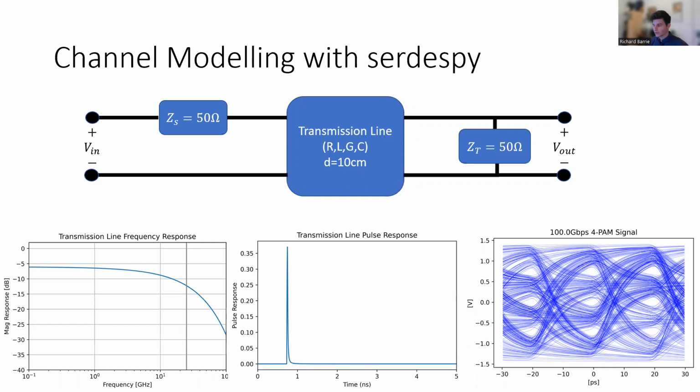We'll be considering the diagram shown at the top of the slide. It consists of a transmission line, which could be a coax cable, a twisted wire cable, or a circuit board trace, as well as a termination and source impedance. Each is 50 ohms. We can apply a transmitter waveform here at Vin and read the received waveform at Vout. We'll be interested in the frequency response, the time domain response, and even plotting an eye diagram at 100 gigabits per second using 4PAM signaling.